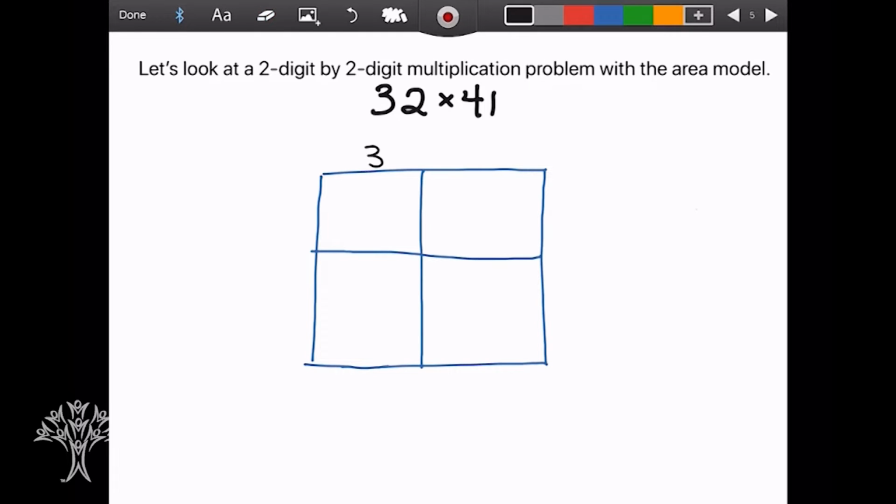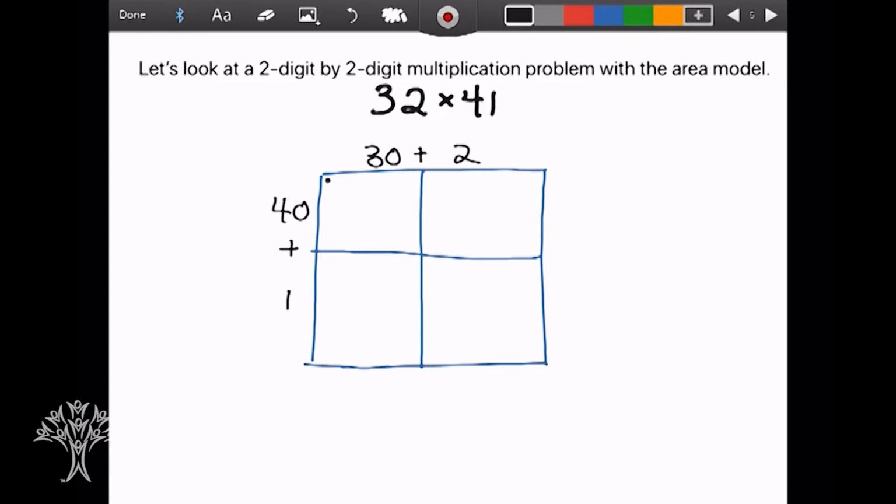So the 32 is a 30 and a 2. And the 41 is a 40 and a 1. So this is getting myself organized for solving this. Then I am going to multiply the numbers together like they're in a multiplication table.